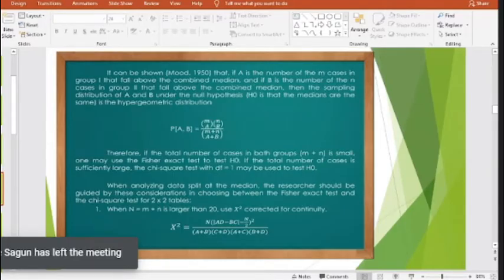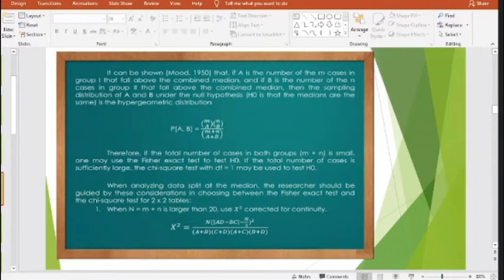Therefore, if the total number of cases in both groups, the sum of M and N, is small, one may use the Fisher exact test to test the null hypothesis. If the total number of cases is sufficiently large, the chi-squared test with df equal to 1 may be used to test the null hypothesis. When analyzing data split at the median, researchers should be guided by these considerations in choosing between the Fisher exact test and the chi-squared test for 2 by 2 tables.